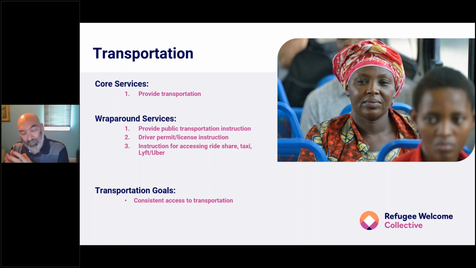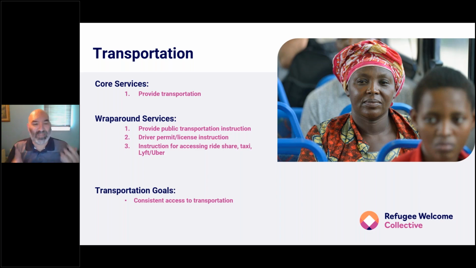So sponsors and volunteers can make sure that clients have this information, that they can do this for themselves. The transportation goal is that they have consistent access to transportation, that they know how to get public transportation, they know how to buy a ticket, and they know how to navigate the system that exists, that they know how to request a Lyft or an Uber or something like that, and they know how to express to someone where they're going and that kind of thing. They know how to pay for things.